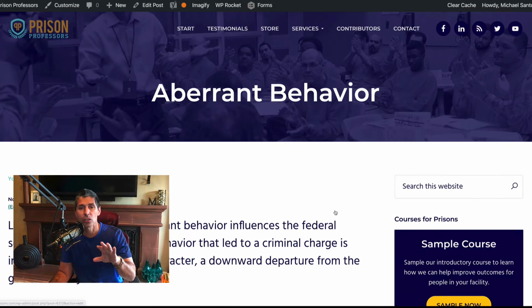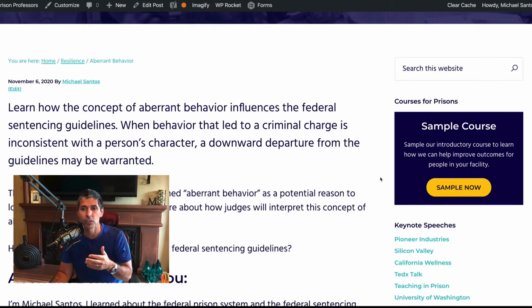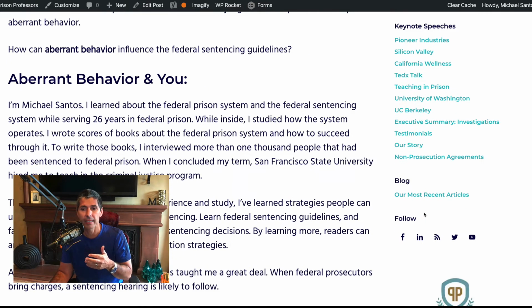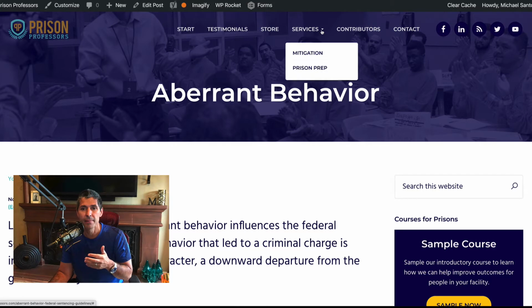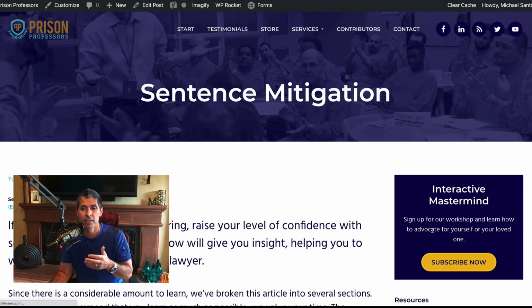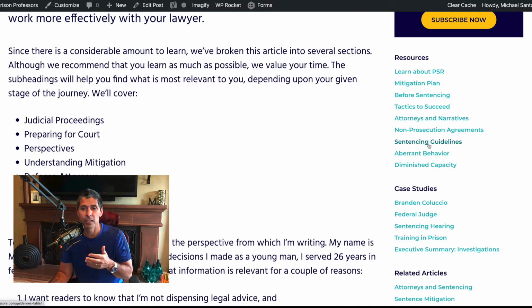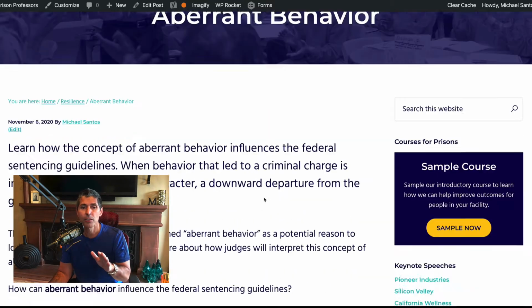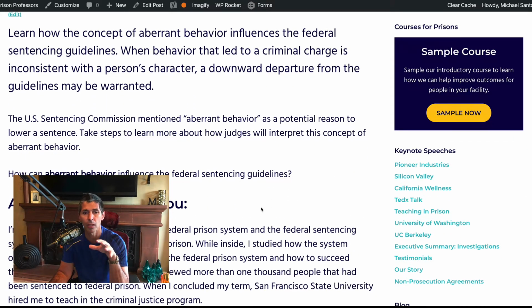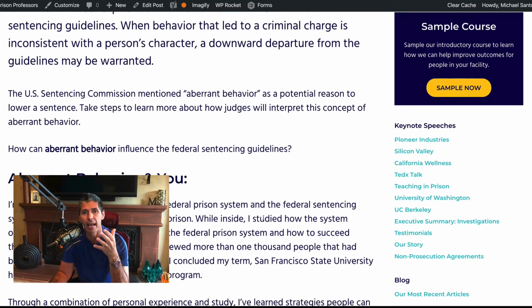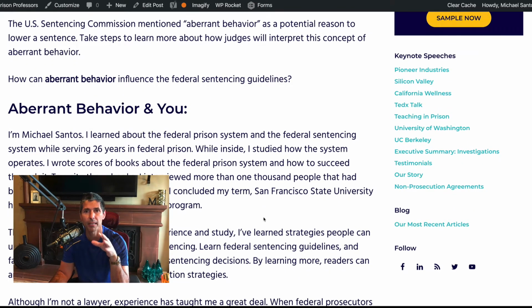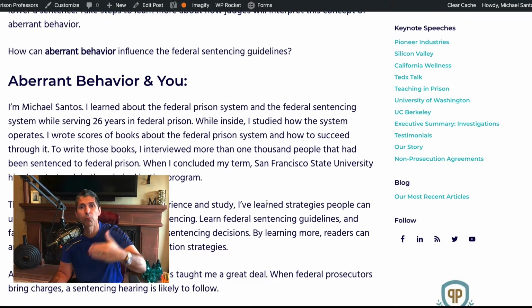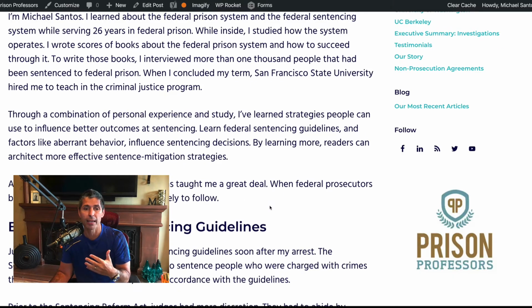In this article titled Aberrant Behavior, which you can see right in the sidebar of the mitigation section, you would just go to mitigation and see aberrant behavior on the side. You can scroll down here and learn all about it, and learn whether you can apply this concept of aberrant behavior to your own preparations or mitigation strategy.